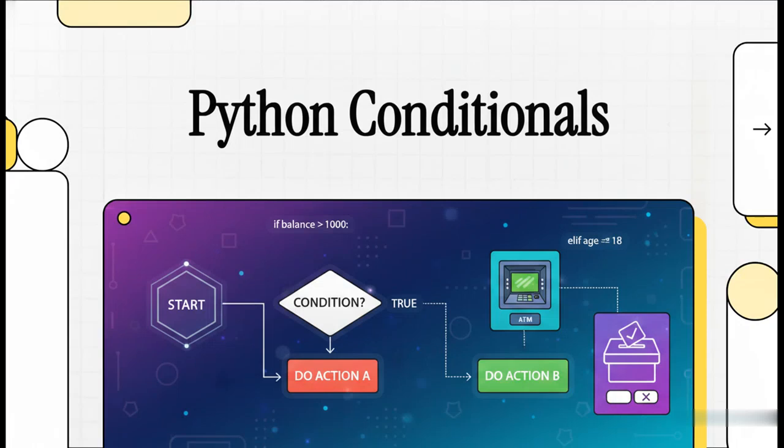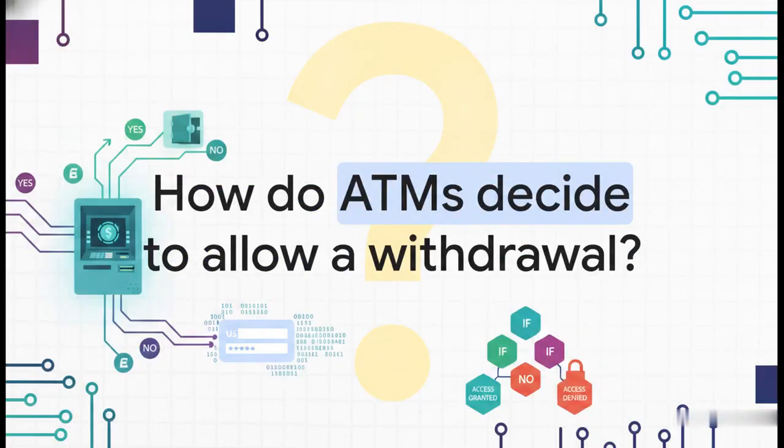Today, we are diving deep into the hidden decision-making logic that literally powers our everyday apps. We're talking about Python conditional statements. This is that magical moment where code stops being just a static, boring list of instructions and actually starts to, well, think.